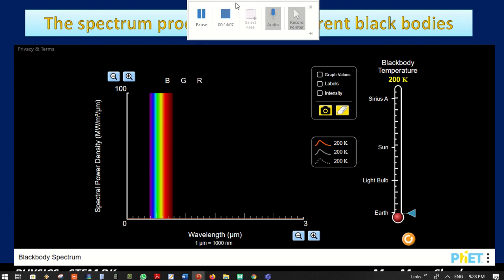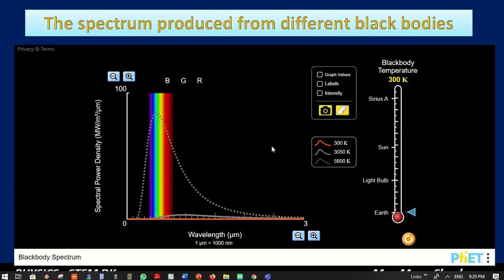Okay, let's analyze the graph. Here is the relation between the wavelengths and the intensity of the radiation produced. According to this graph, we deduce that by increasing the temperature of the objects, the maximum intensity of the spectrum produced from the object will be increased, and by decreasing the temperature, the intensity will be decreased.